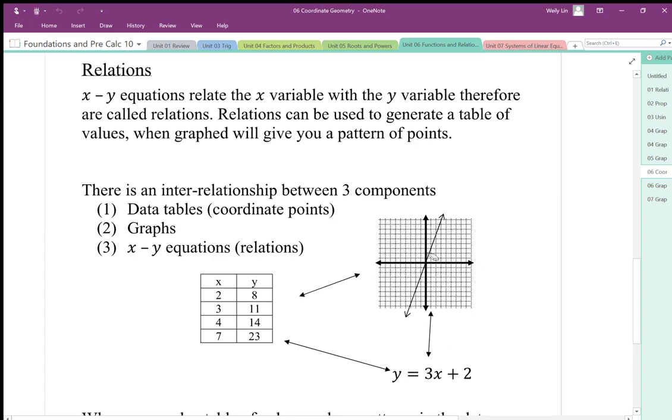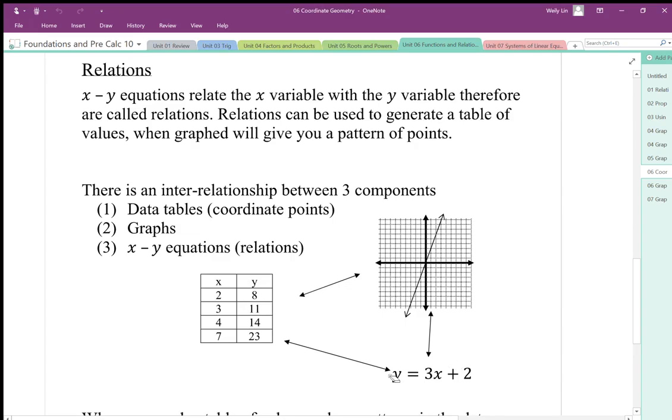In fact, if we have one type of relationship, for example, a graph, that implies that there's also some table of values that go with that graph and also an equation. And that goes the same for all of these. If I've been given an input-output table, there must be a graph that's associated with it. There's also probably some kind of calculation that's associated with it.